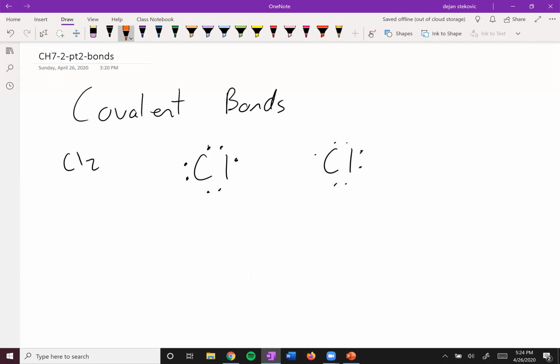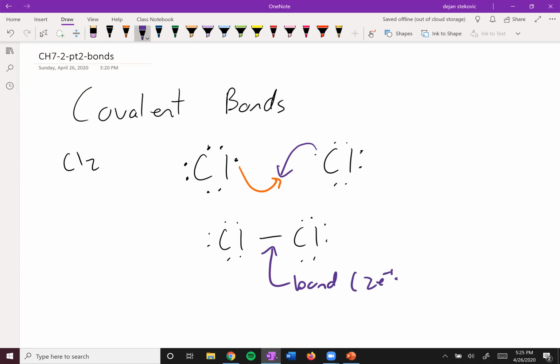So let's see what that looks like. They're both 1 electron short of a filled valence shell or a filled octet. And so these 2 electrons are going to kind of combine together into a bond. And we draw this bond as a straight line. So this is a bond, and it's 2 electrons. Each bond is 2 electrons. And then these electrons around chlorine are what's known as lone pairs.